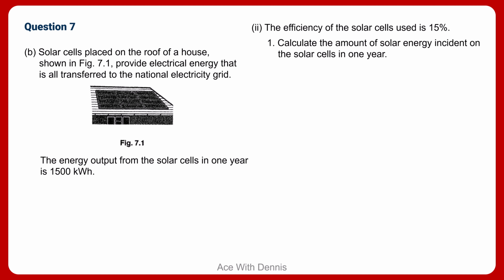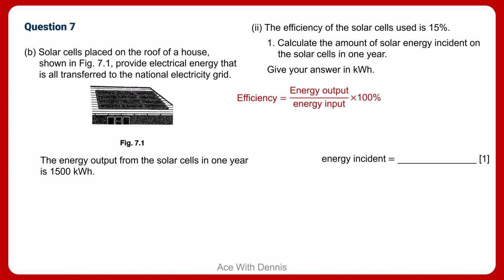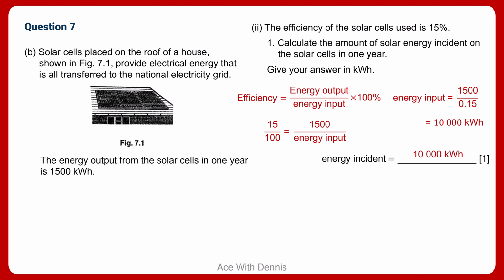1. Calculate the amount of solar energy incident on the solar cells in 1 year. Give your answer in kilowatt hour. 1 mark. Okay, so to get the answer, we use the efficiency formula, which is energy output divided by energy input times 100%. Then we substitute all the values given. Efficiency is 15%, hence is 15 over 100. Energy output is 1,500 divided by the energy input. Hence, the energy input will be 1,500 divided by 0.15, which is 10,000 kilowatt hour. Hence, 10,000 kilowatt hour is the answer.